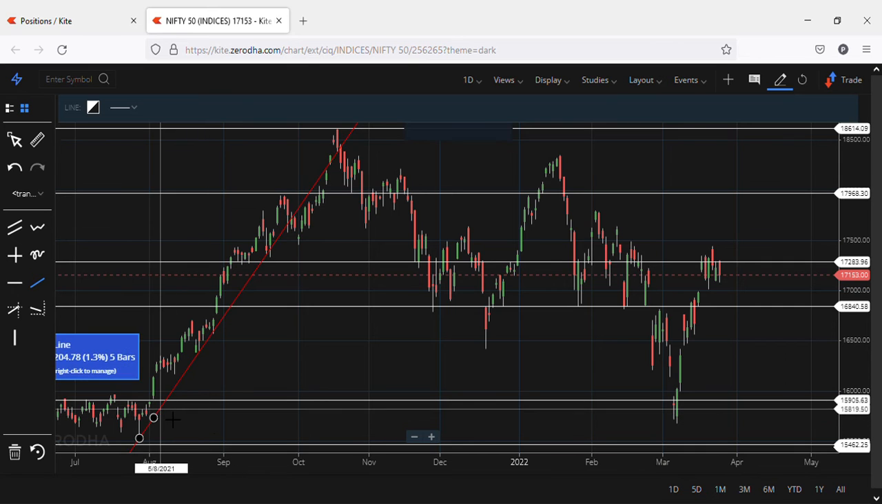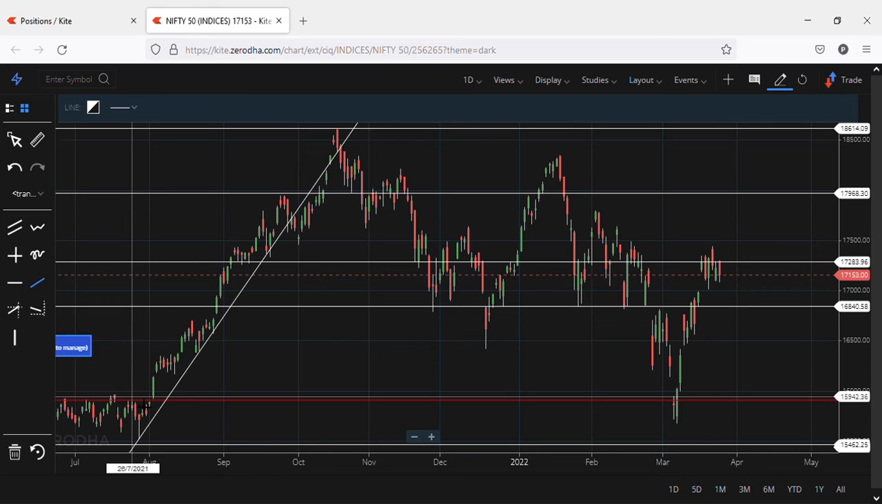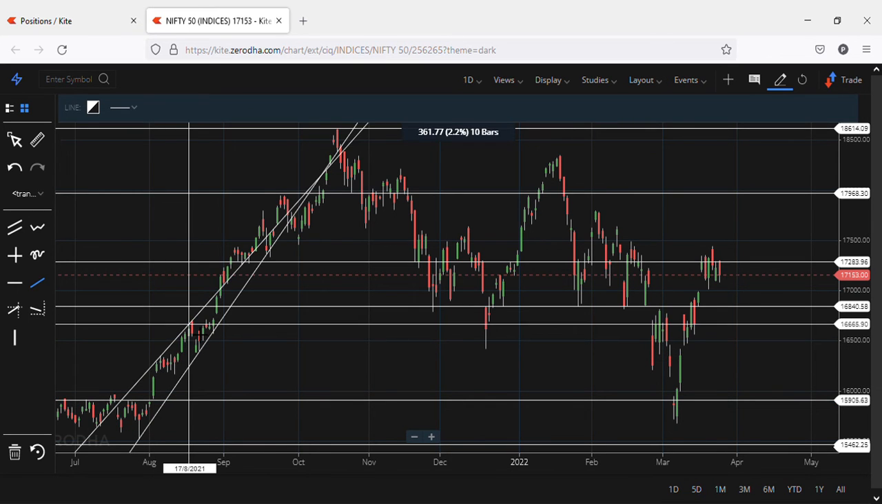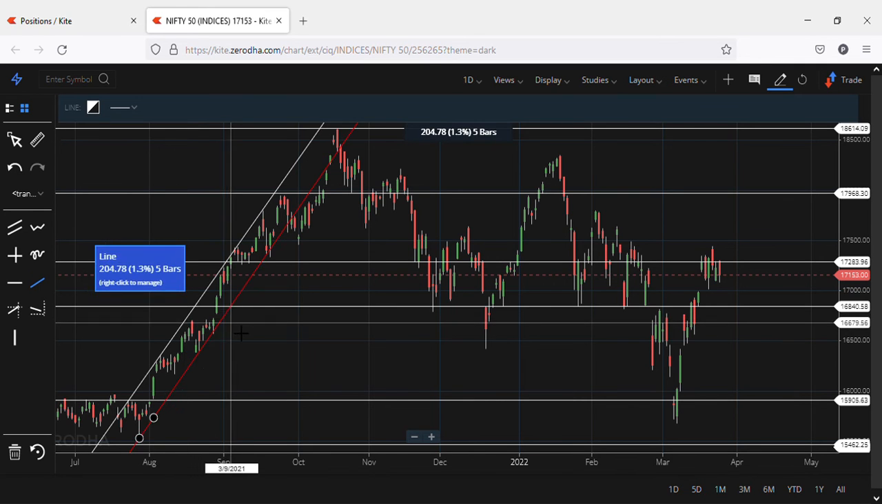So this is a trend line which we drew, and on the upper side also you can make a trend line. You can take the higher highs and draw a trend line. See here, this is the trend line, and you can expect an equal length between these two lines.